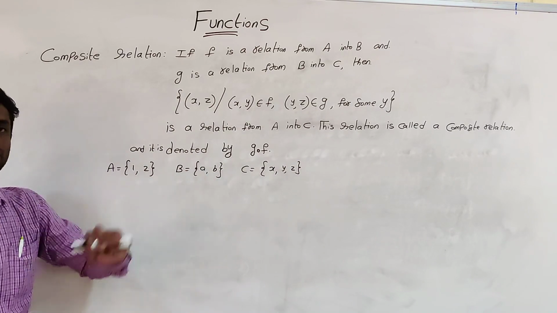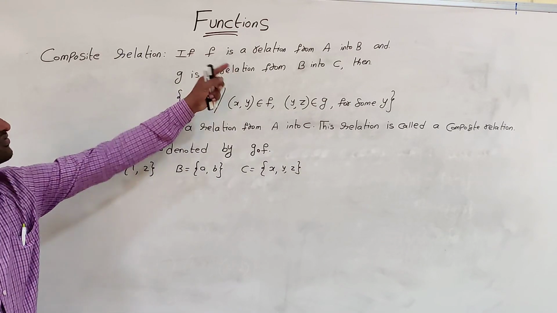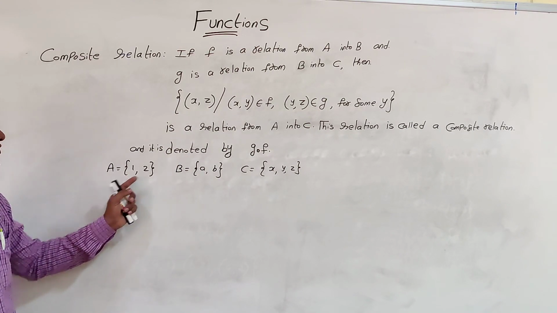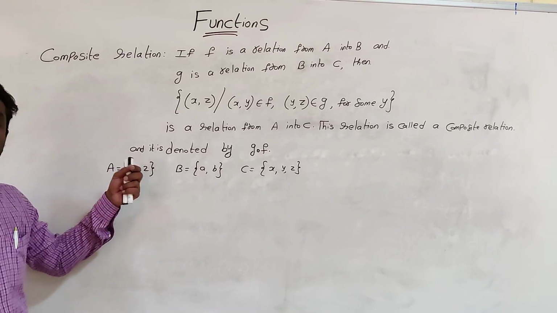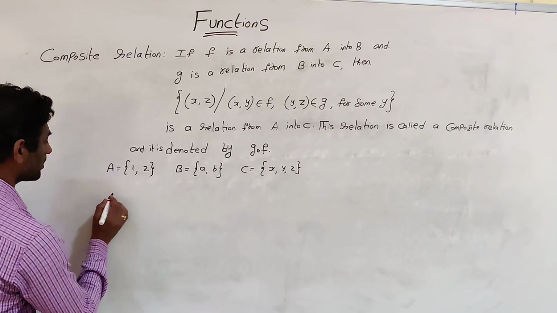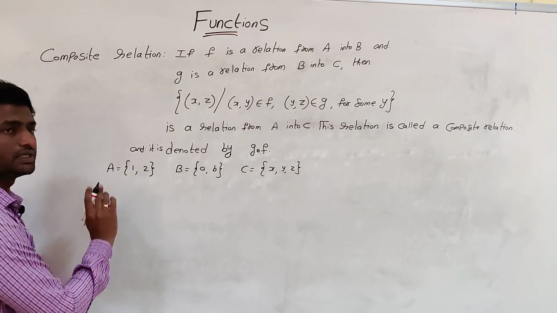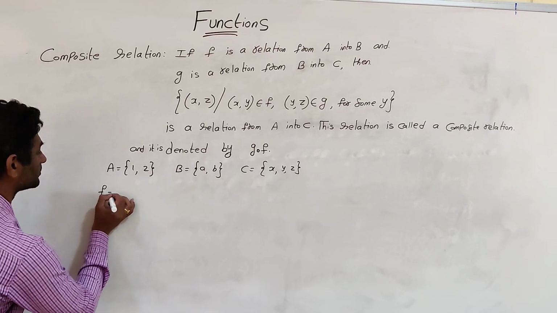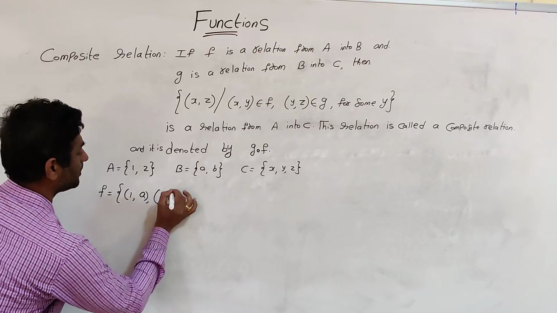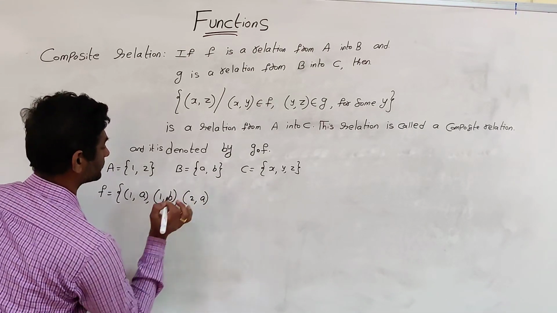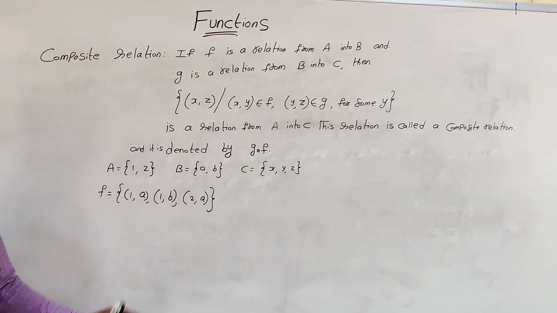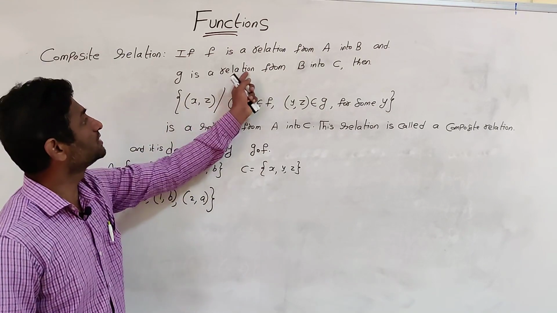If these are the three sets, now F is a relation from A into B. Normally, how many elements exist in the Cartesian product? 4. And how many relations we can have is 16. Now, among the 16 relations, let us choose one relation F. That is (1, a), (1, b), (2, a) is one relation.